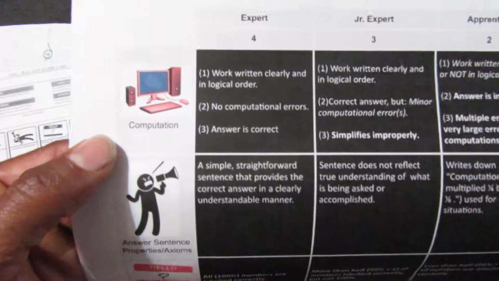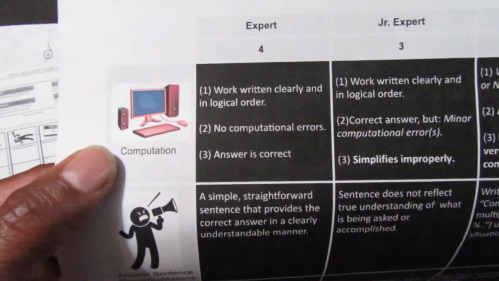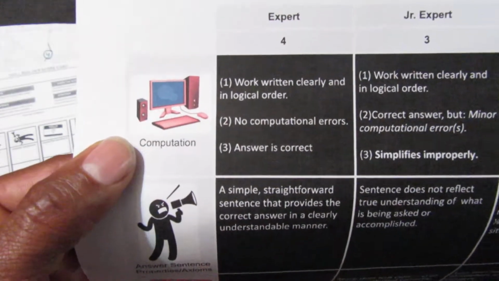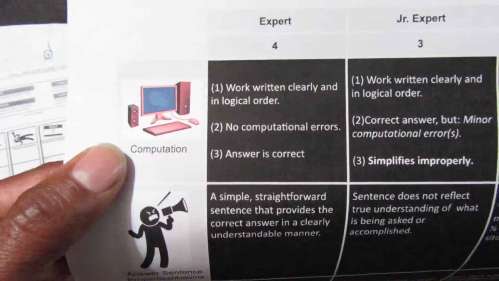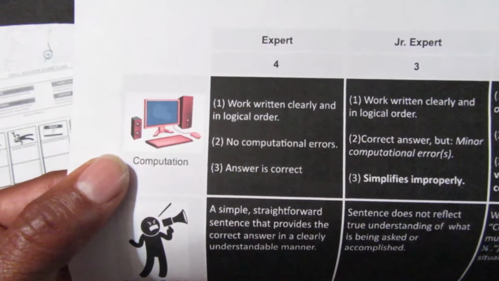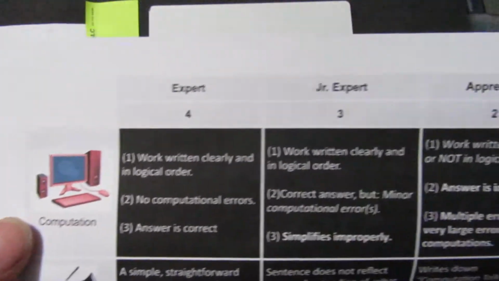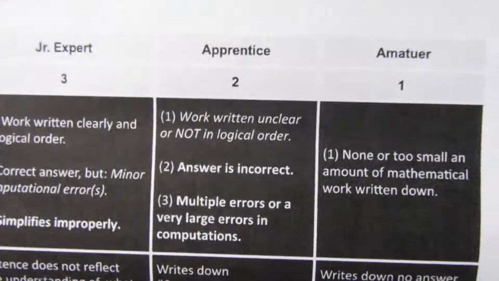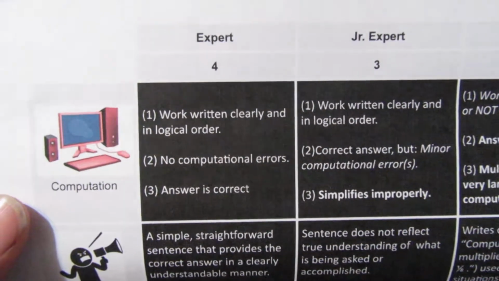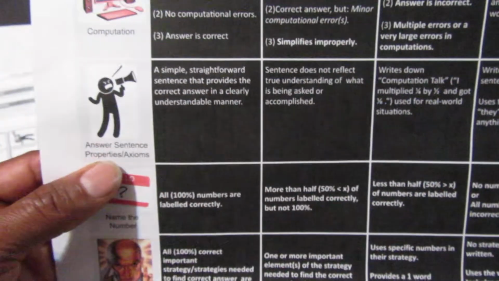Let's say they were an expert in computation. If they're an expert in computation, they have 1, the work written clearly in logical order, 2, there are no computational errors, and 3, the answer is correct. So you can see how your child, or you as a student, could figure out, was I an amateur, an apprentice, a junior expert, or an expert when it came to just the computation part of the challenge. So let's go on to the next part where it says answer sentence.